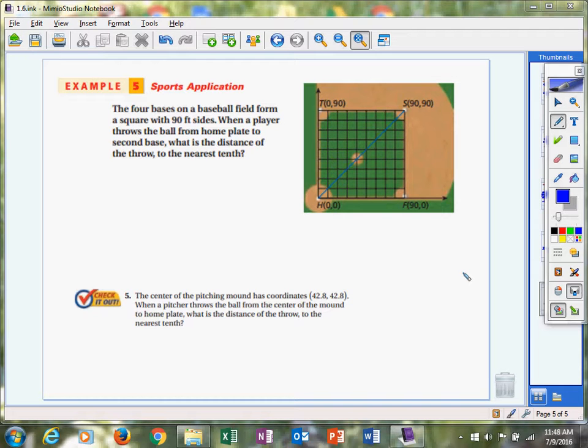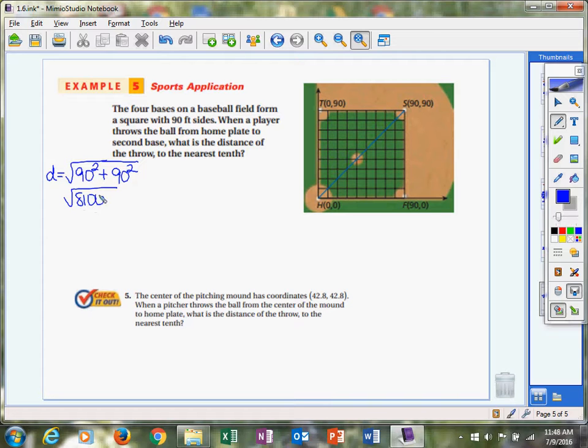I don't care which way you do it. They've given you the coordinates for each of the points, so you could use the distance formula to find how far apart they are. Let's start with the x's. I have to subtract my x's, so 90 minus 0 is 90. Got to square that. Now do the y's. 90 minus 0, also 90. And you got to square the 90, which will give you 8100 for each of them.